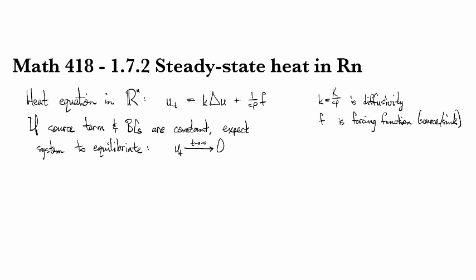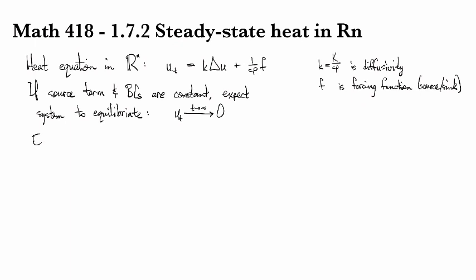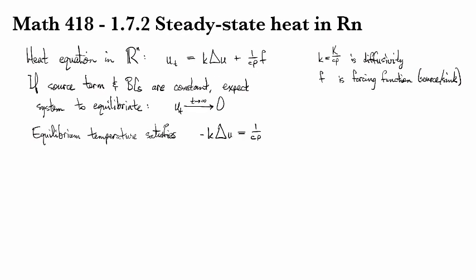And so then the steady state is going to satisfy minus k Laplacian u equals 1 over c rho f, which is called a Poisson equation.